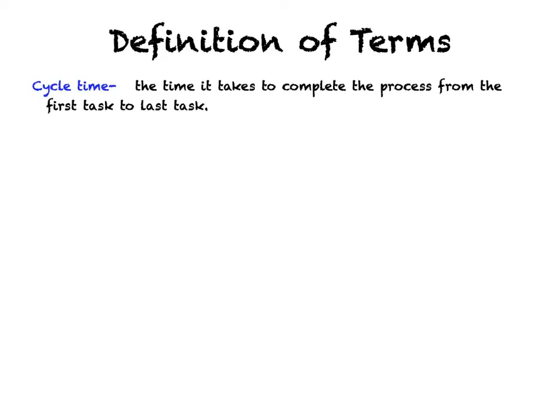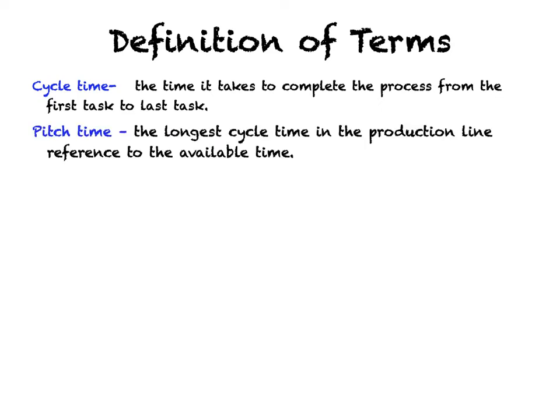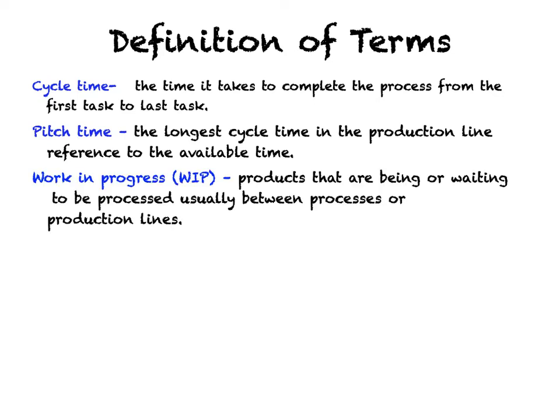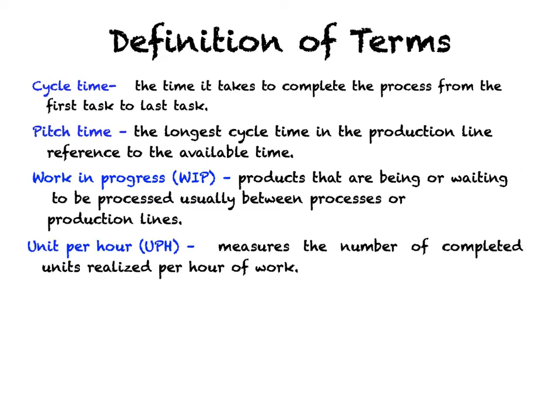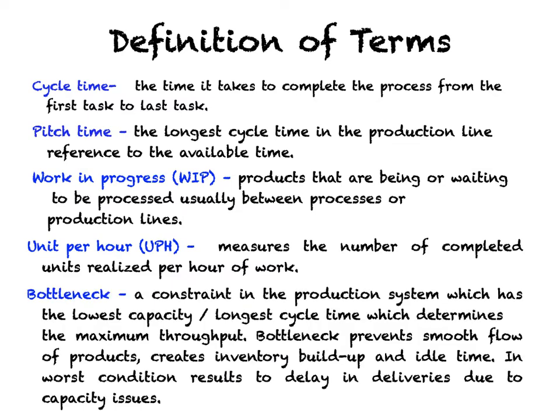Definition of terms. Cycle time: the time it takes to complete the process from the first task to the last task. Pitch time: the longest cycle time in the production line in reference to the available time. Work in progress: products that are being or waiting to be processed, usually between processes or production lines. Unit per hour: measures the number of completed units realized per hour of work.